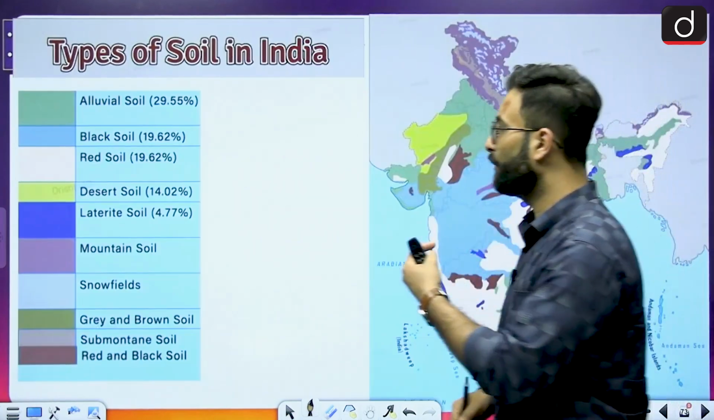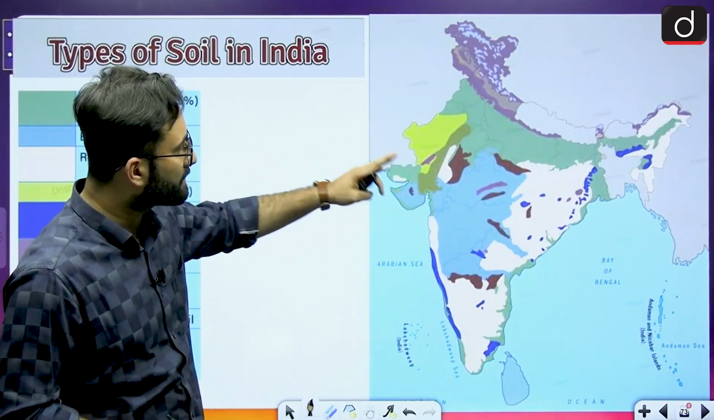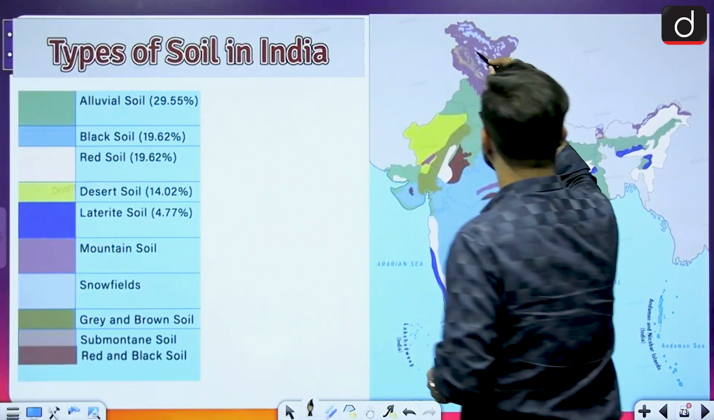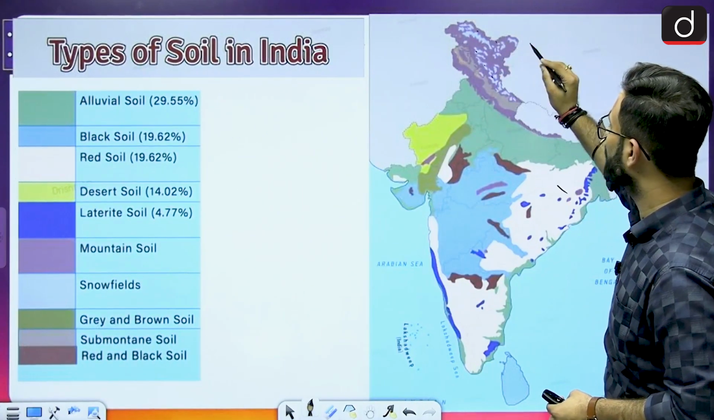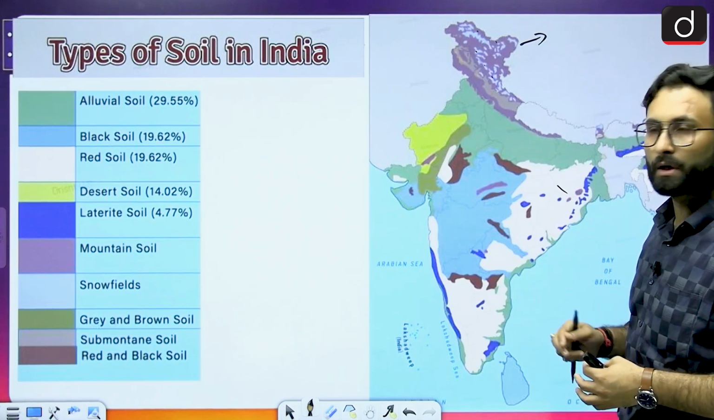Okay. Now here you can see these are the various types of soils which have been given over here. If you look at these particular spots, these spots are basically your sub-mountain soil, or the mountain soil which is there.